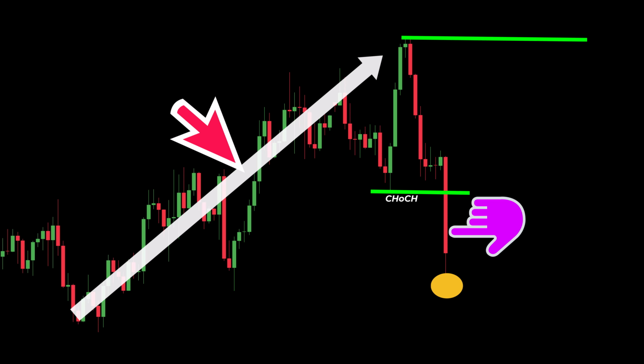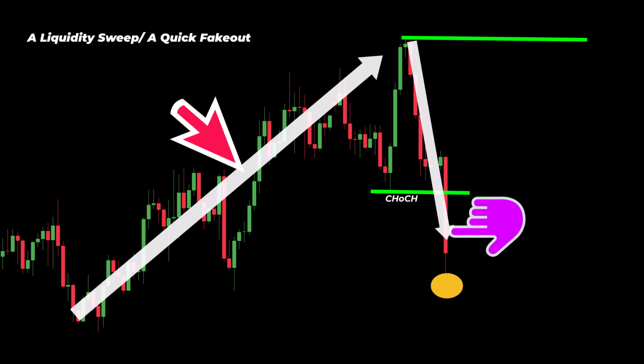But don't jump the gun. It might just be a liquidity sweep, a quick fake out. And then we wait to see. If the price pushes past the low, confirming a new bearish swing, then we know the reversal is real. Now let's build on what we've covered already.